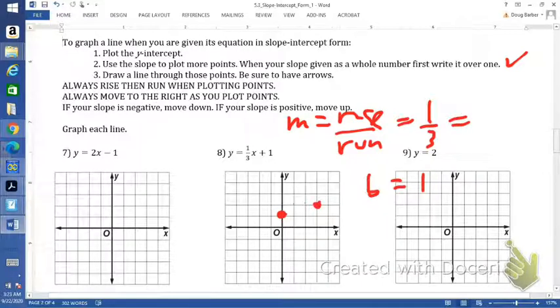Now, positive 1 over positive 3 is the same thing as negative 1 over negative 3. So I can go down 1 to the left 3. Connect with a line.